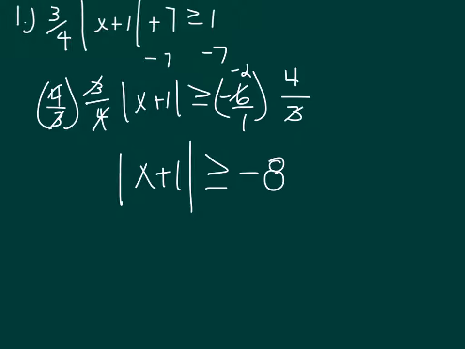Okay, so now we have the absolute value isolated, and you should recognize at this point that you can't go any further. There's no solution because you cannot have an absolute value having a negative answer. So this one finishes with no solution.